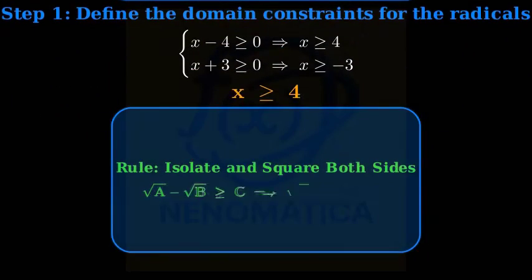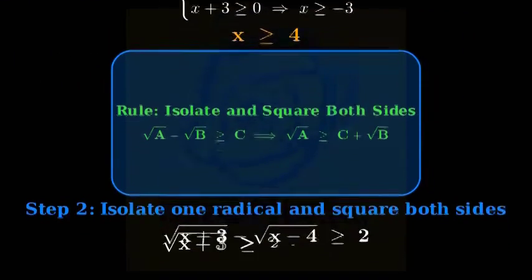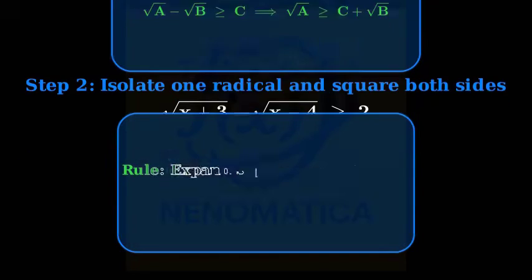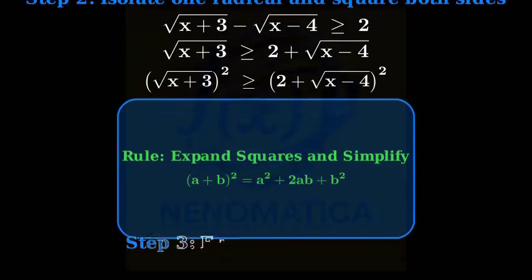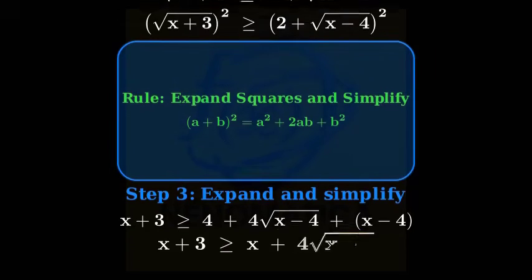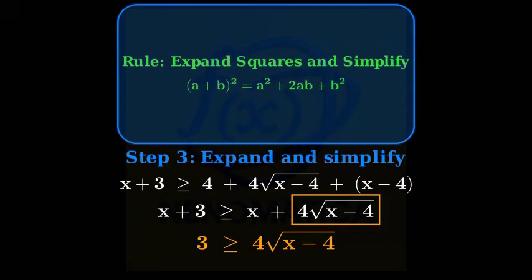Next, we isolate one radical and square both sides exactly as the written solution does. Start from the given inequality, add the second radical to the right. Now square both sides. We expand the square on the right using the binomial formula, then simplify by combining like terms. First expand. Now simplify and cancel the x terms on both sides. Finally, isolate the radical term.